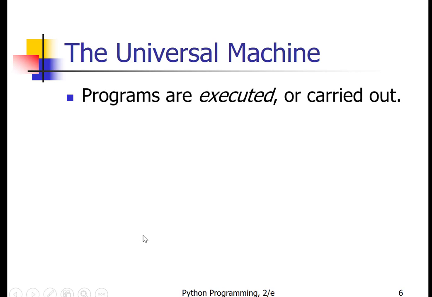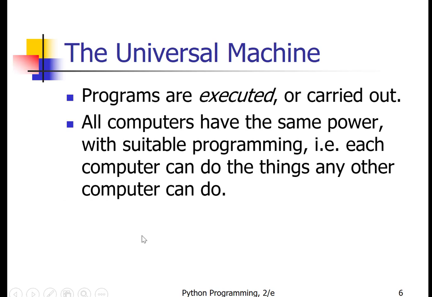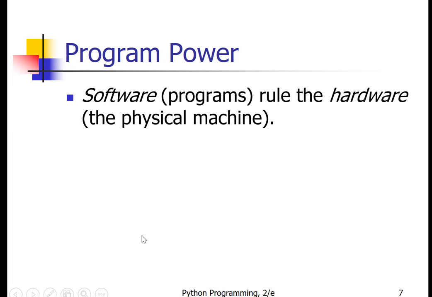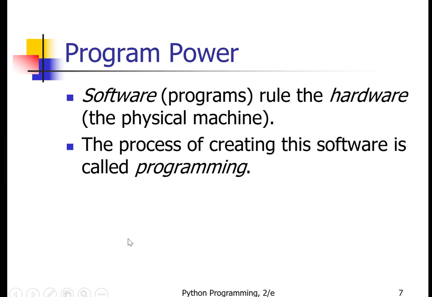Programs are executed or carried out. All computers have the same power with suitable programming, i.e., each computer can do the things any other computer can do if they have, apparently, the right program. Program power: software programs rule the hardware, the physical machine. The process of creating this software is called programming.